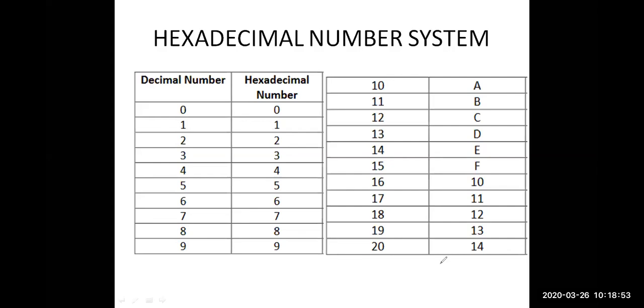How? Suppose I have 1F as a hex number. What would be its equivalent decimal? If you see, F is 15, right? So 1F should be 31.